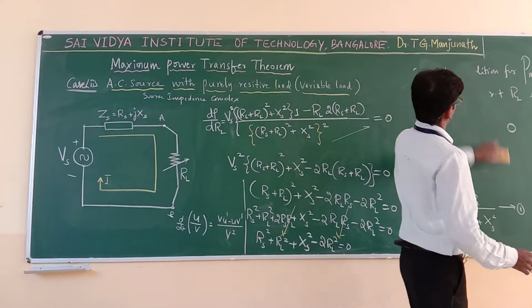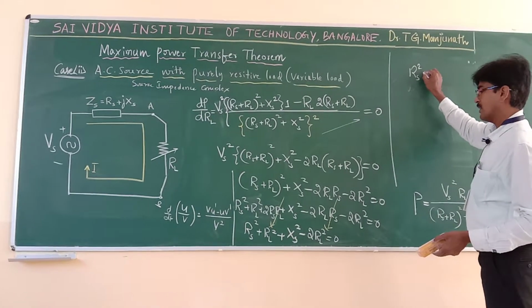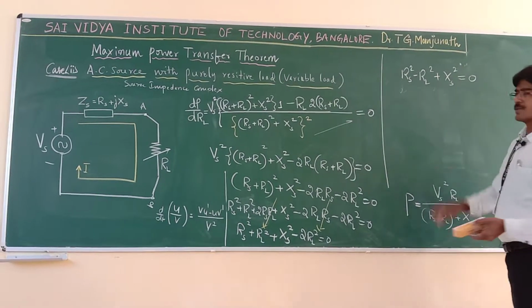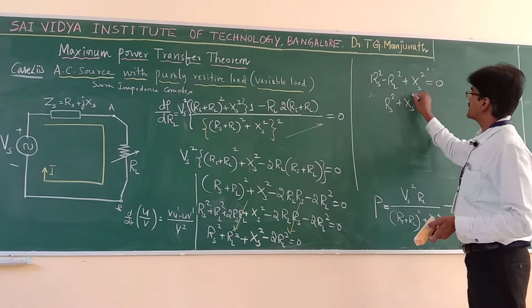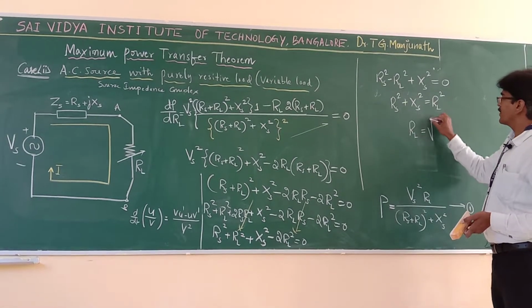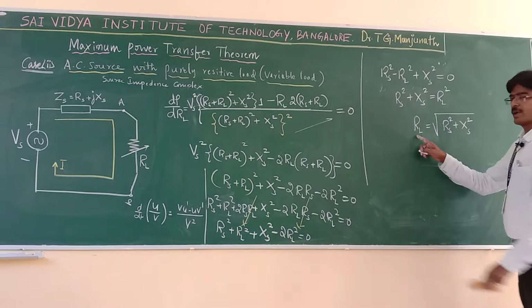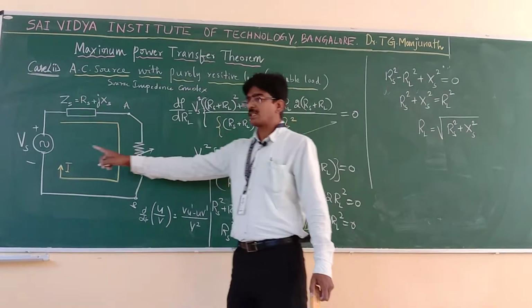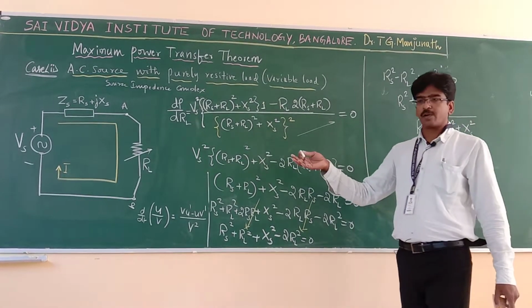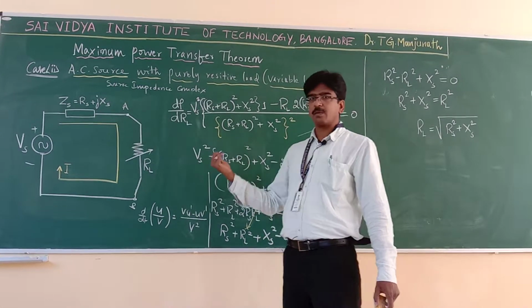Next step, RS square, so RL square minus 2 RL square is minus RL square plus XS square is equal to 0. So RS square plus XS square is equal to RL square. I want RL here, therefore I can write RL is equal to root of RS square plus XS square. That means the value of load resistance must be equal to this value to get the maximum power transfer to the load. Now, we are always trying to find the value of load resistance. What would be the value of load resistance for maximum power transfer? Because we are considering this as a variable load. So what value should we adjust to get the maximum power? That is what we are doing here.